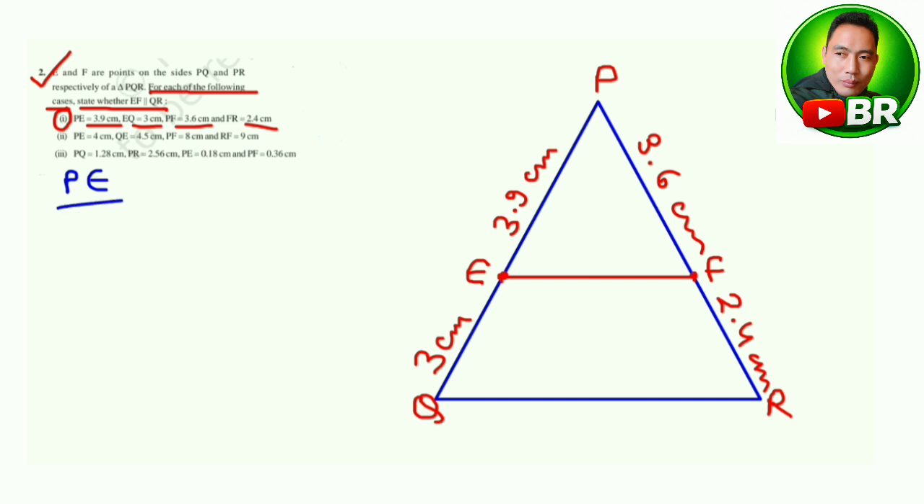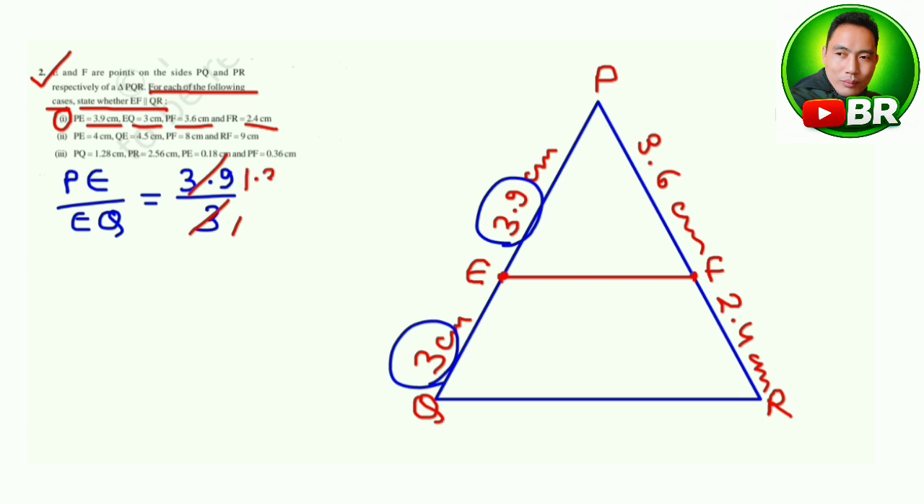PE by EQ, and PE is equal to 3.9 centimeter by EQ is 3 centimeter. Now 3 ones are 3 and 3 threes are 9, so we can divide 3.9 by 3 and get 1.3. So here we have obtained the ratio of side PQ is 1.3 by 1.